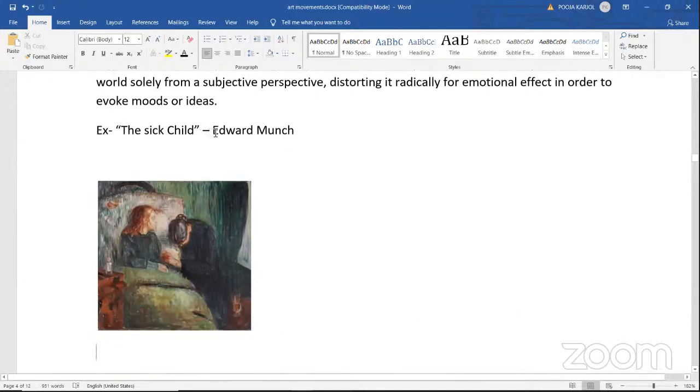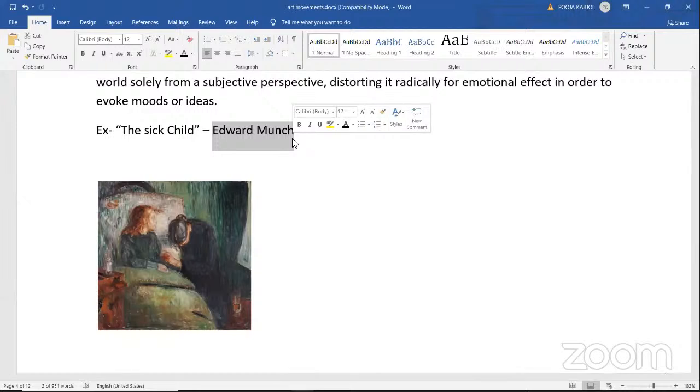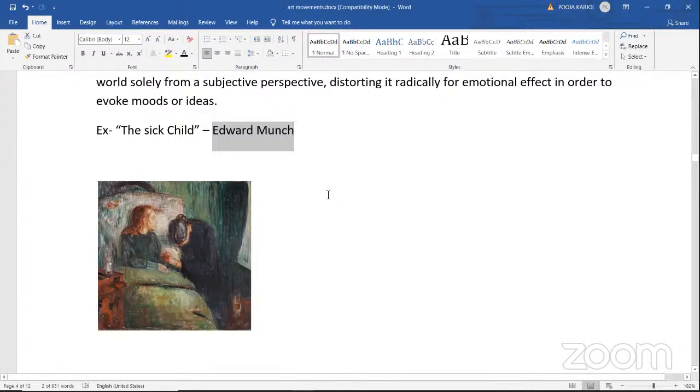Do you guys know this person, Edvard Munch? Yeah, he's famous for The Scream. Yes, The Scream. Yes, his most famous painting is The Scream. This is another painting of his, The Sick Child.